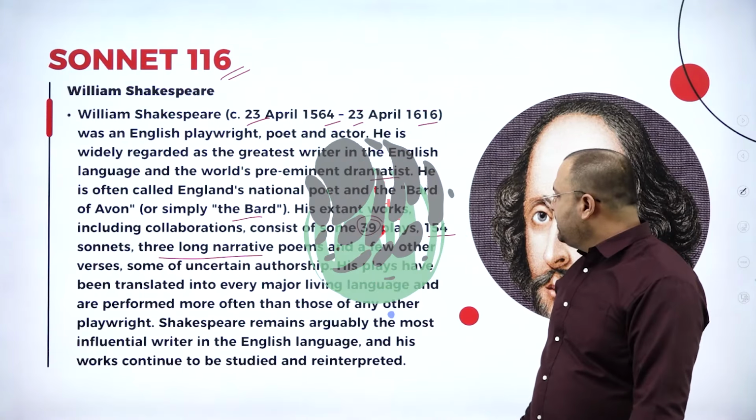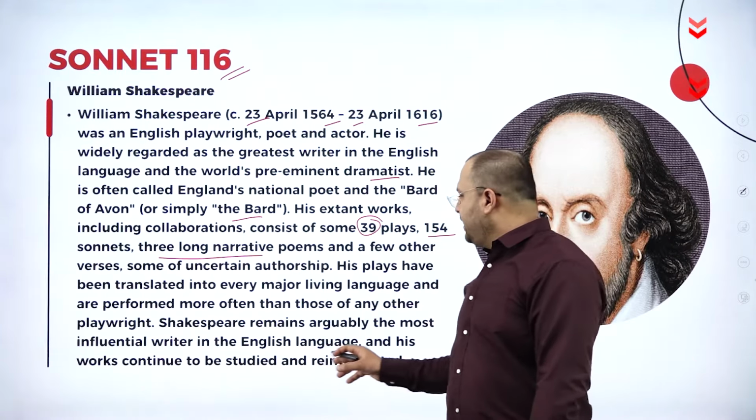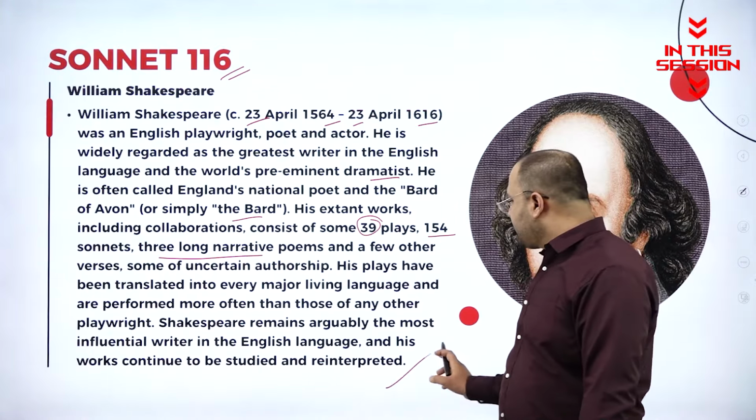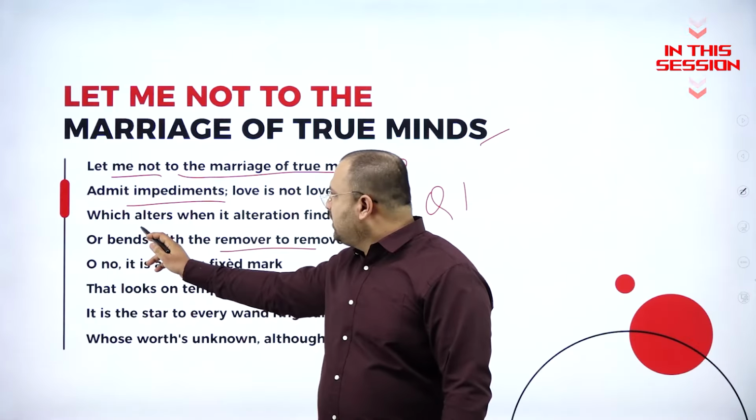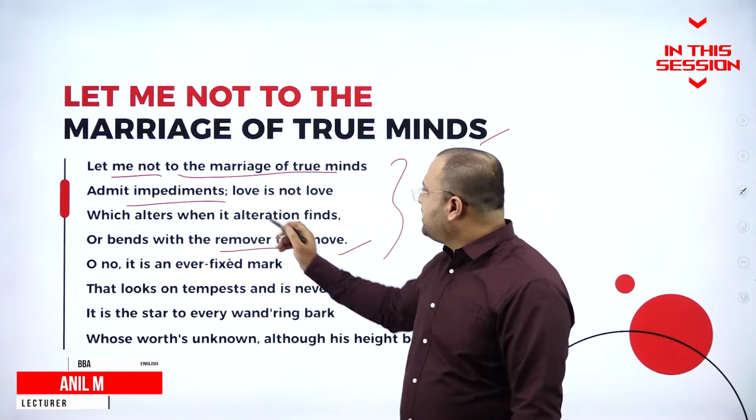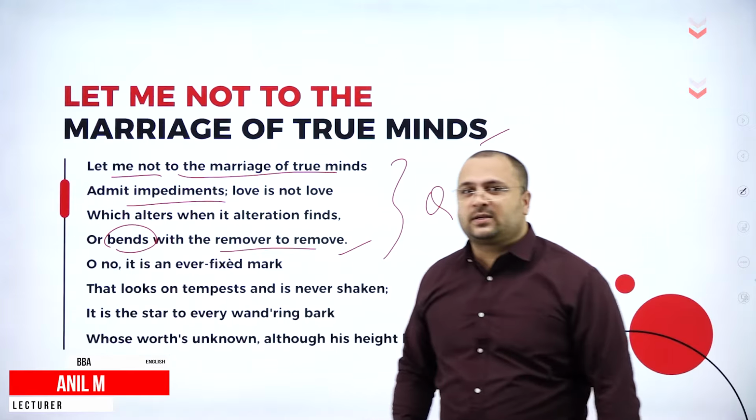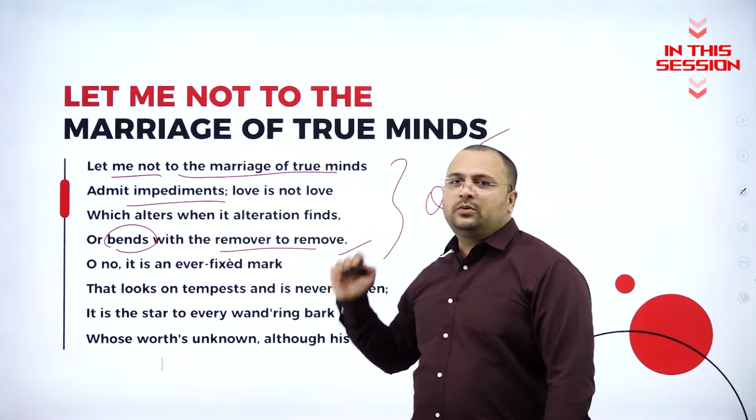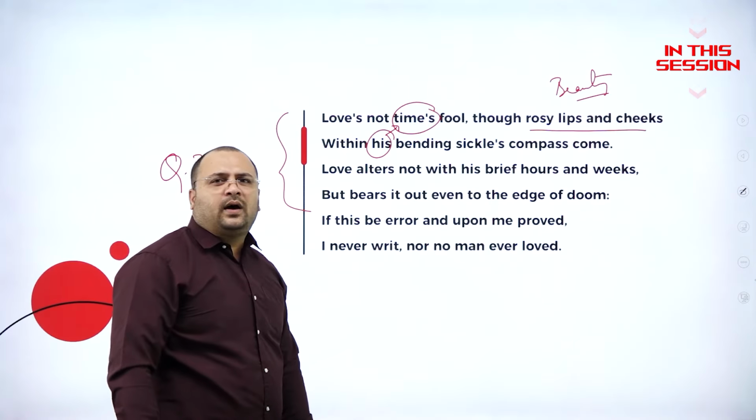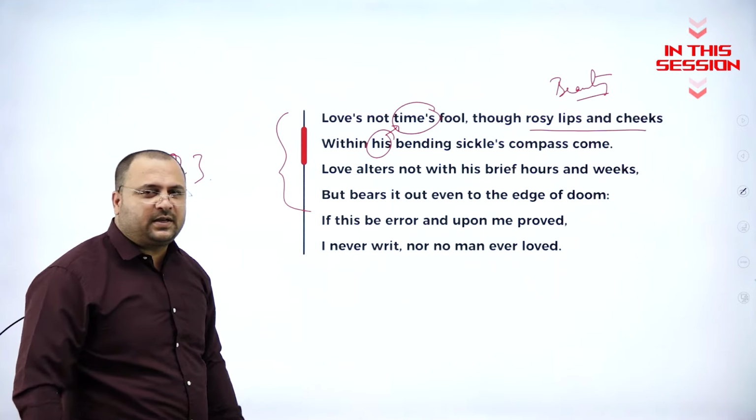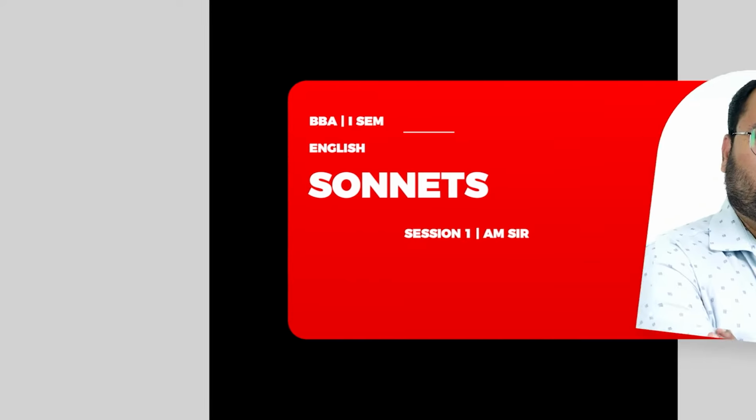Shakespeare remains arguably the most influential writer in the English language, and his works continue to be studied and reinterpreted even now. Love is not love which alters when it finds alteration, or bends, that means when it bends with the convenience, when there is a remover to remove that love. When our age is destroyed by time, love does not change. That is the meaning of what he says here.